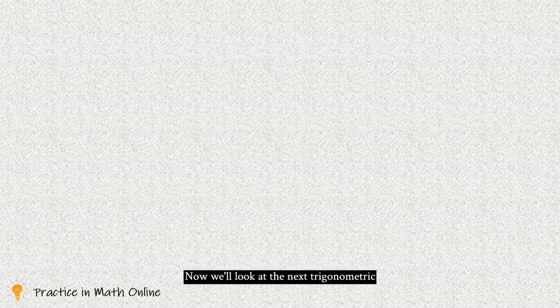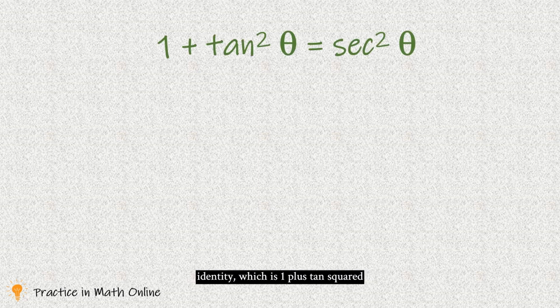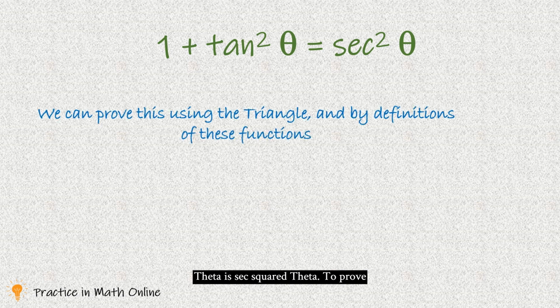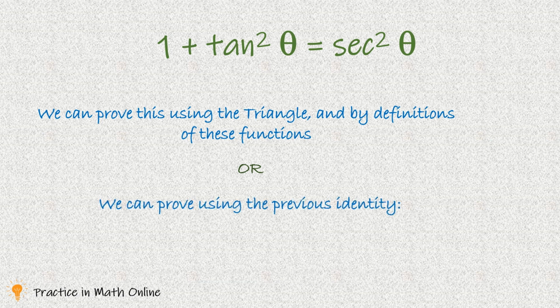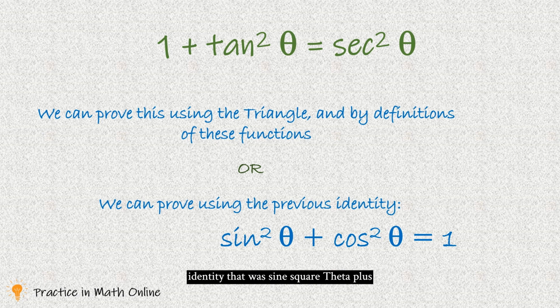Now we look at the next trigonometric identity, which is 1 plus tan square theta is sec square theta. To prove this, we can use the triangle method like we did in the previous case by substituting the values of tan and sec. Or what we can do is, we can prove it using this previous identity, that was sine square theta plus cos square theta is equal to 1. Let's see how.